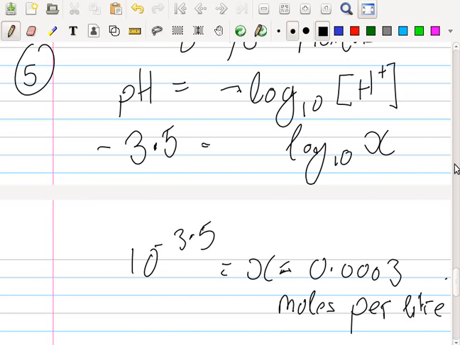Well, that's the definition of log. Log means base to this power equals the argument.